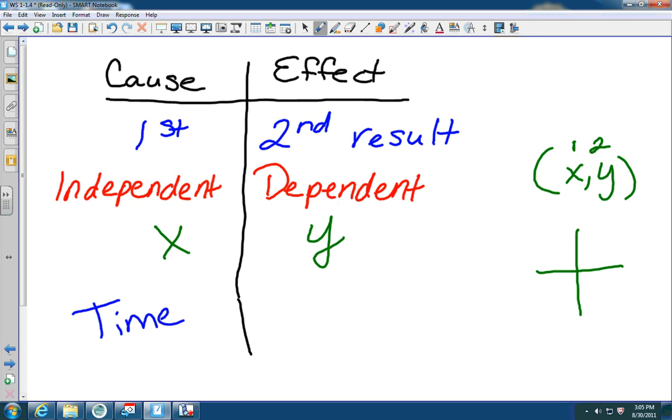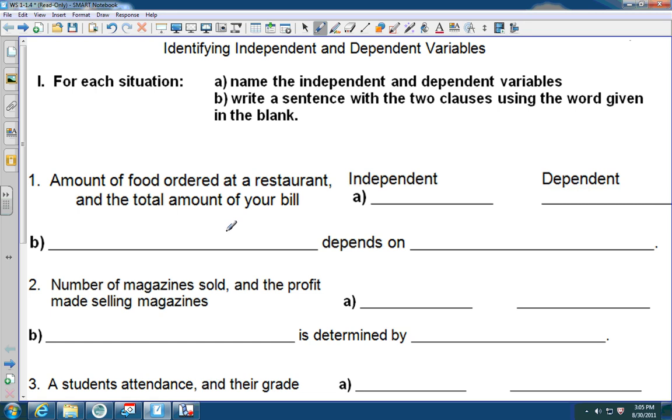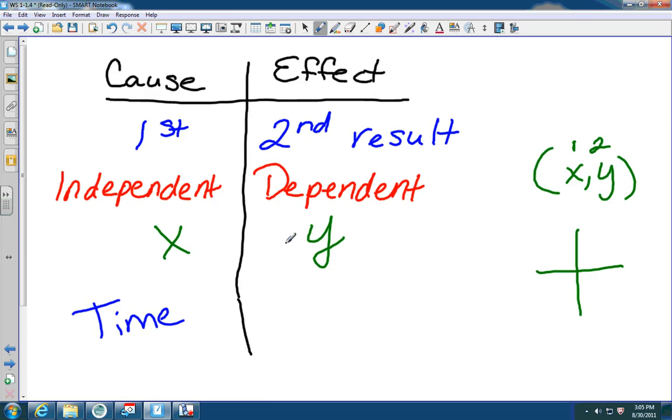Okay, so let's go up here and look. Oh, I went too far. Let's go back a sec. Here we go. It says the amount of food ordered at a restaurant and the total amount of your bill. What is the independent variable? What's the thing that happens first? Well, when you go to a restaurant, you don't get the bill first. You order your food. So here I'm going to have my food ordered. The dependent, the result, is your total bill. Normally I tell my students, whenever they say the total of something, you're going to end up being the dependent variable.